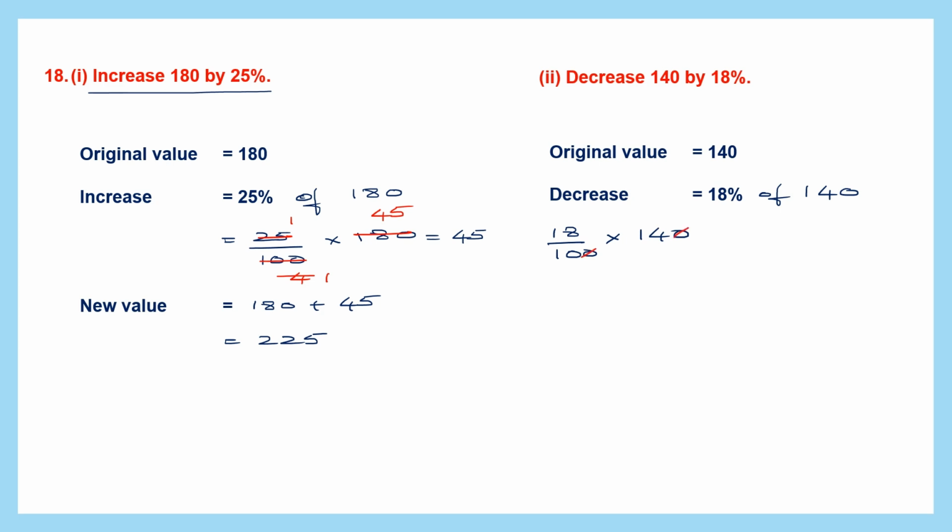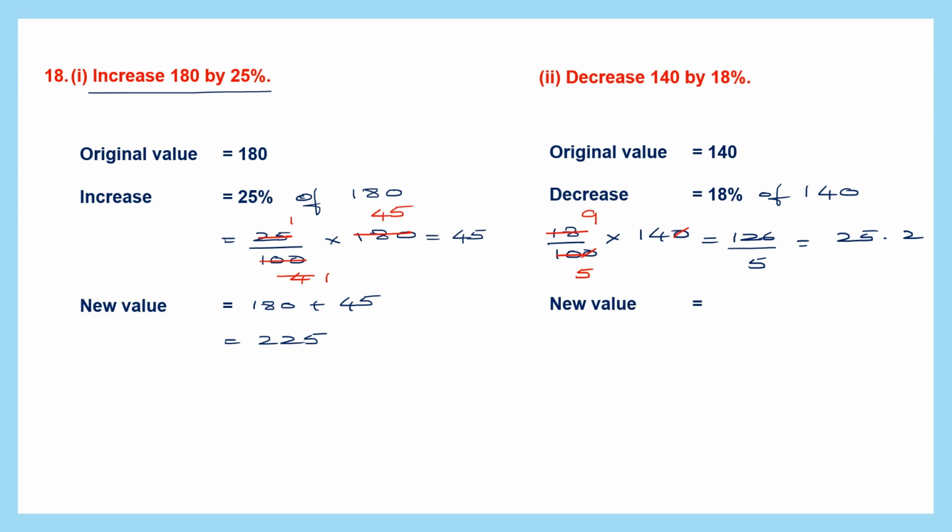We can cancel 18 and 10 by 9 by 2. 2 nines are 18 and 2 fives are 10. So here we can get 9 into 14, which is 126, and in the denominator we have 5. When we divide 126 by 5, we get 25.2. So this is the decrease.